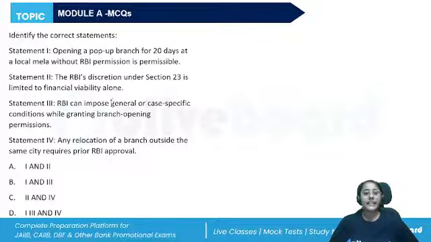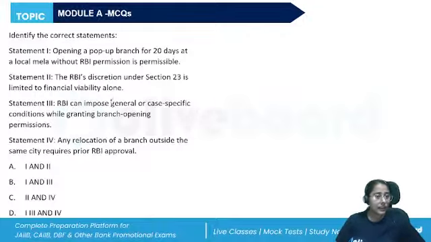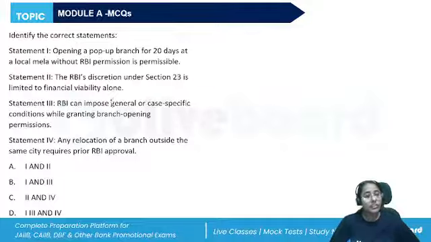Again, identify the correct statements. Opening a pop-up branch for 20 days at a local mela without RBI permission is permissible. The RBI's discretion under Section 23 is limited to the financial viability alone. RBI can impose general or case specific conditions while granting branch opening permissions. Any relocation of a branch outside the same city requires prior RBI approval.